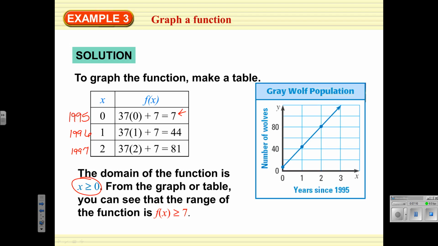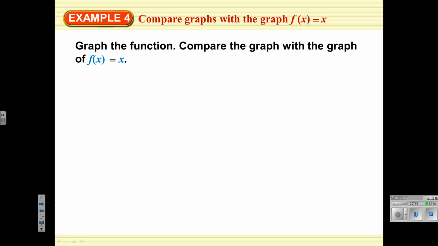Okay? And from the graph or table, you can see that the range, or the y values, right here, we start at 7 on the y-axis, and we go up into the positive y. So it has to be greater than or equal to 7. And the wolves are not decreasing, the wolves are increasing, so that makes sense. And obviously our x starts at 0 because we had 0 years. So that's your domain and range. What x and y values does your table or your graph show, and what values make sense for that domain and range? Okay. All right, this is our last example.